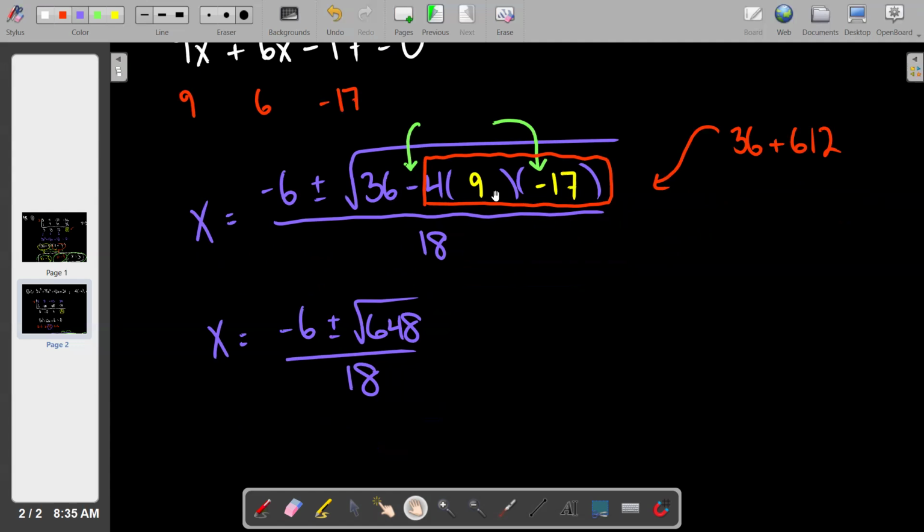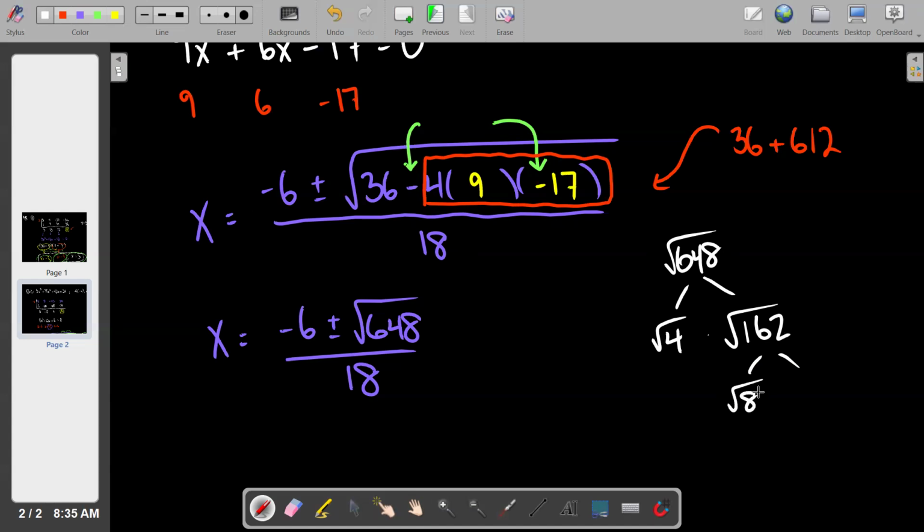We now have the relatively unenviable task of trying to break down the square root of 648. Here's what I can tell you, and I'm doing this off the top of my head: the square root of 648 can definitely be broken down into the square root of 4 times the square root of 162. But then I can also tell you that the square root of 162 can be broken down again, I bet. Ooh, it's this. The square root of 81 times the square root of 2.